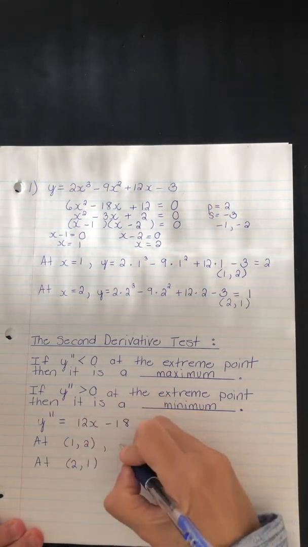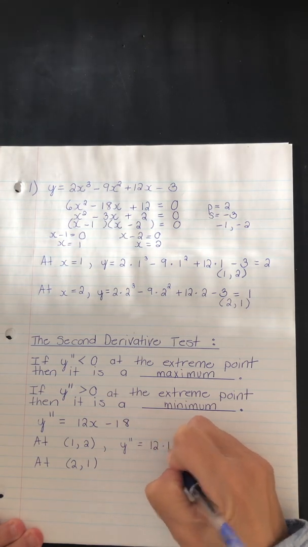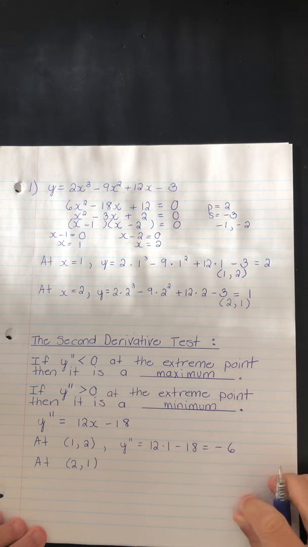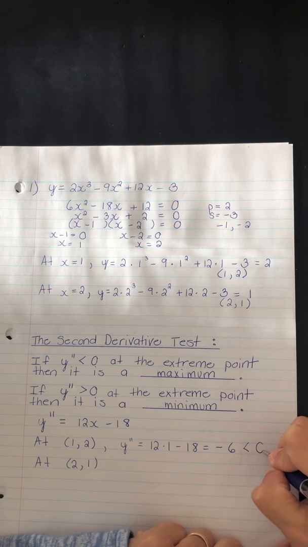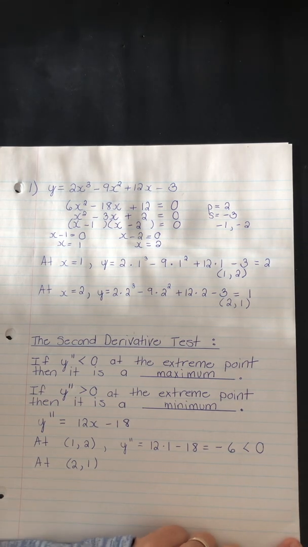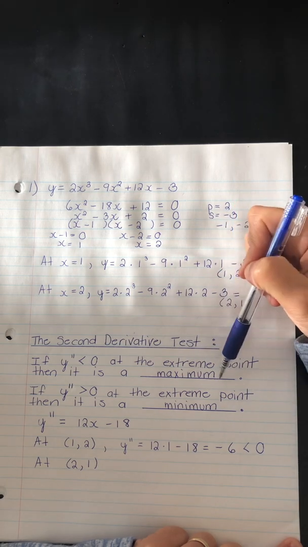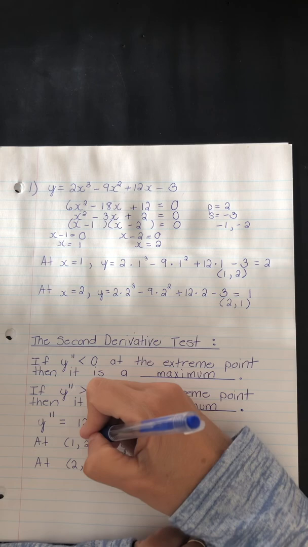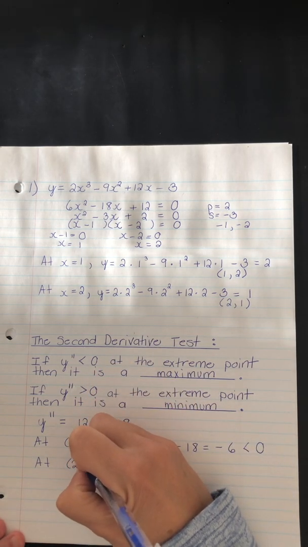At the point (1, 2), the second derivative is 12 times 1 minus 18, which is negative 6. So this is a value that's less than 0. What does it mean when the second derivative is less than 0? It means you have found a maximum point. So this point right here is a maximum.